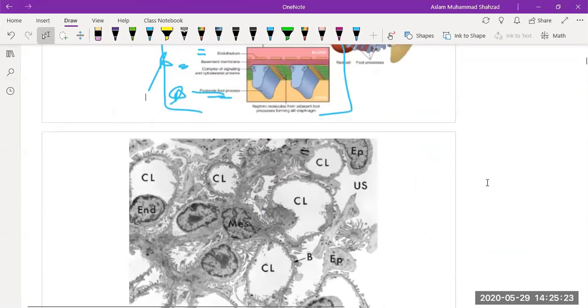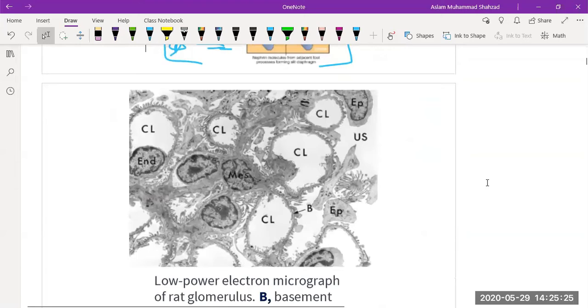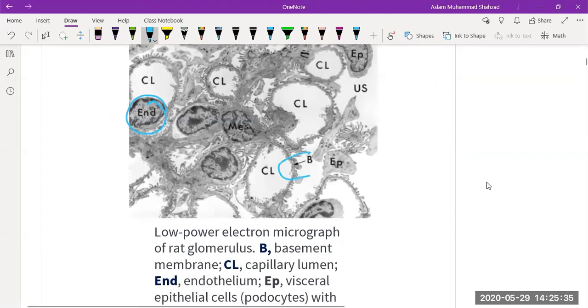This is another picture, an electron microscope image showing the presence of different components. E and D stand for endothelial, and B stands for basement membrane. You can take a look at the normal structure. EP stands for visceral epithelial cells. We also discuss these in terms of podocytes. Then we have CL, which is the capillary lumen. So this is a normal low power electron micrograph showing the normal architecture.